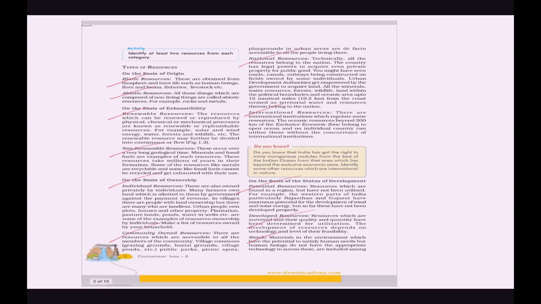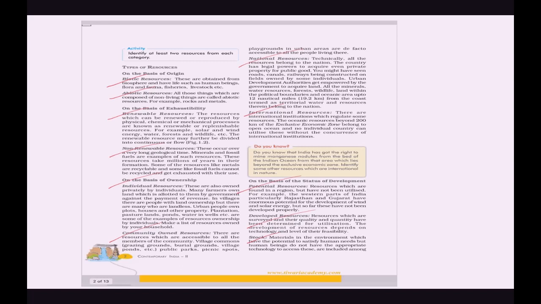Next is international resources. International means resources that are internationally owned. The resources lying beyond 200 kilometers of the exclusive economic zone, measured from the Indian boundary where the ocean starts, come under international resources, and no one can use these resources without the permission of an international institution. Means the resources which are available after 200 kilometers can be used internationally with permission.